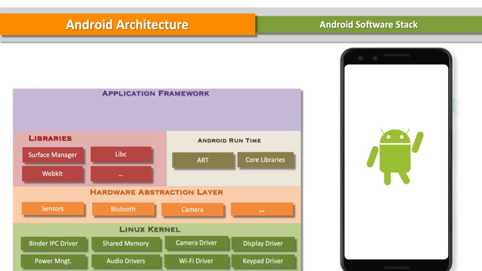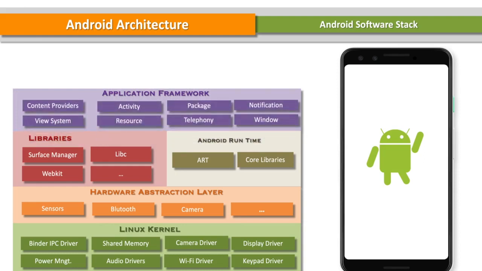Now, on top of native libraries and Android Runtime, there is Android Framework. Android Framework includes Android APIs such as user interface, telephony, resources, locations, content providers, and package managers. It provides a lot of classes and interfaces for Android application development.